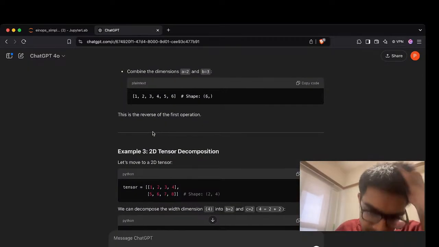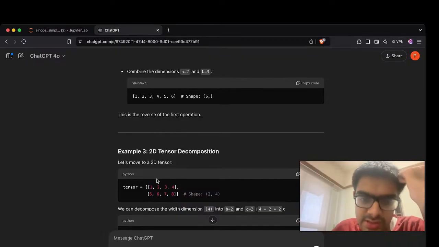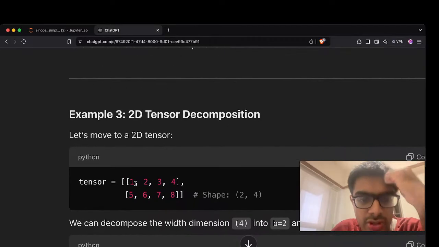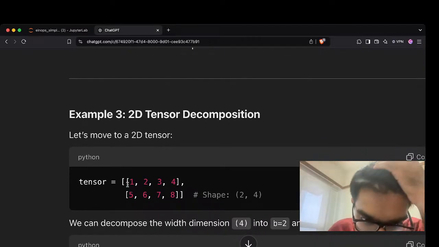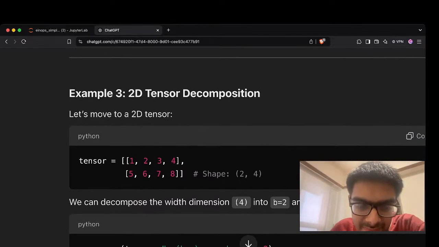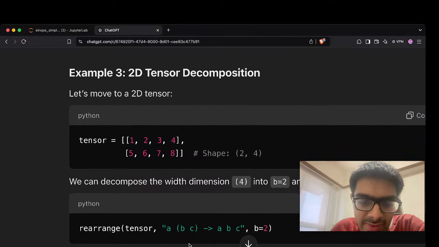Shape 2 by 4. I want to decompose the width dimension 4 into b equals 2 and c equals 2. So 1, 2. So then we will do what? We'll start off as a times bc times abc. So it will become 2 times 2 times 2. So it will become 1, 2. Oh, this is a little hard.